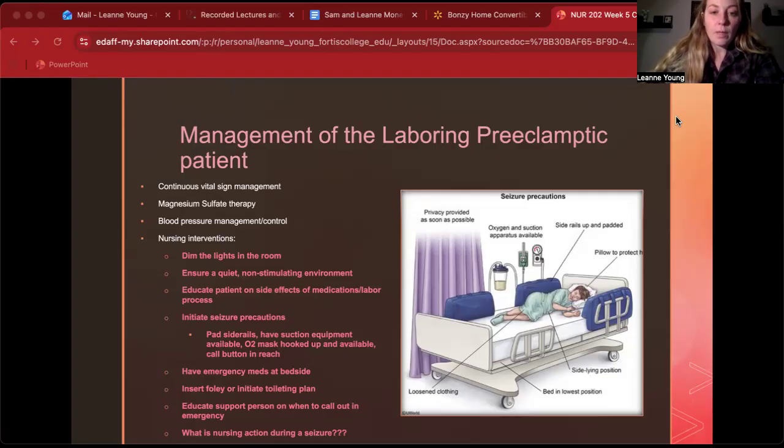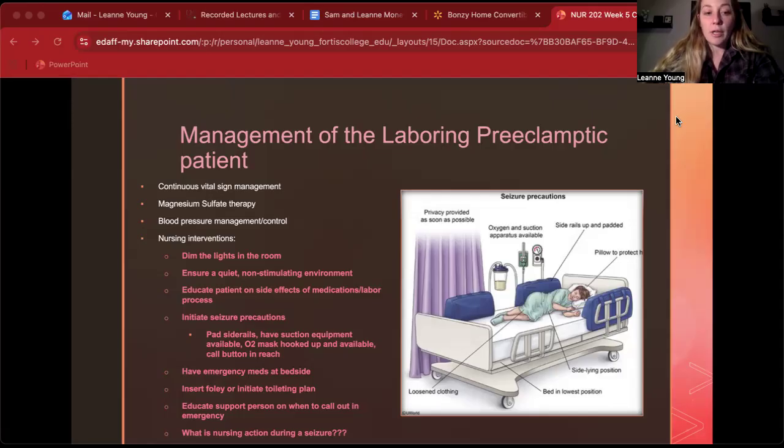Sometimes with preeclamptic patients, if they're dizzy enough, if they're disoriented enough, or if they're receiving magnesium and their motor function has decreased, these patients may need a Foley or we need to initiate an alternative toileting plan because we don't want them to fall, right? These patients can be at an increased risk for falls.